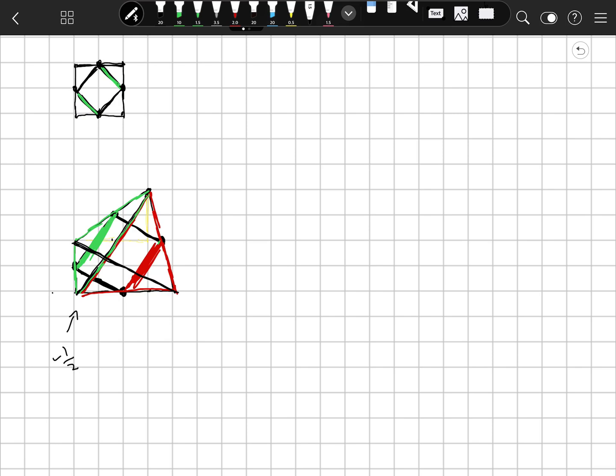So just kind of an interesting way of looking at quadrilaterals and their midpoints. If you connect the midpoints, they'll always make a parallelogram.